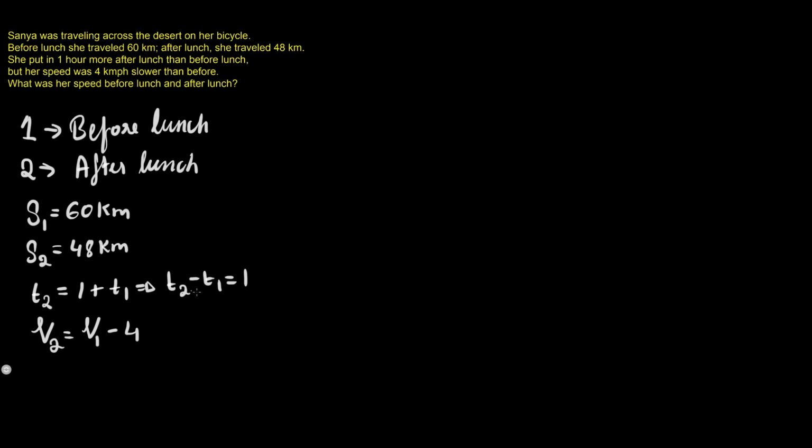Okay, so I know this, so I'm going to use this to my advantage. The speed formula is distance by time. I want to find time, so that will be time = s by v, which means distance by speed.